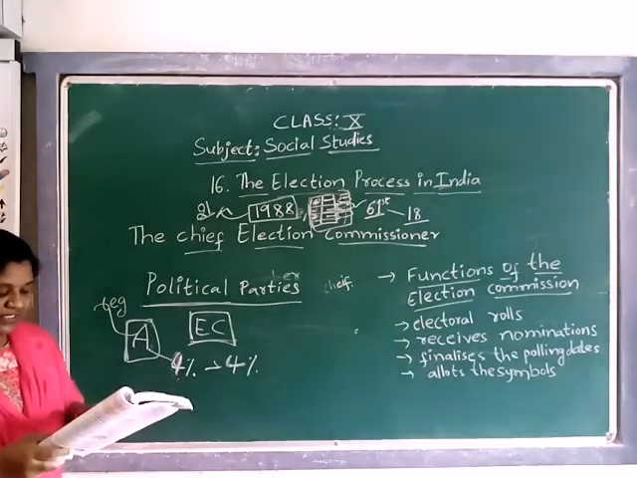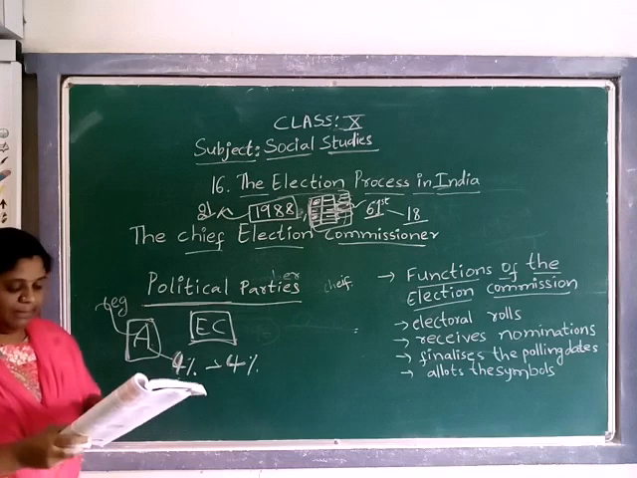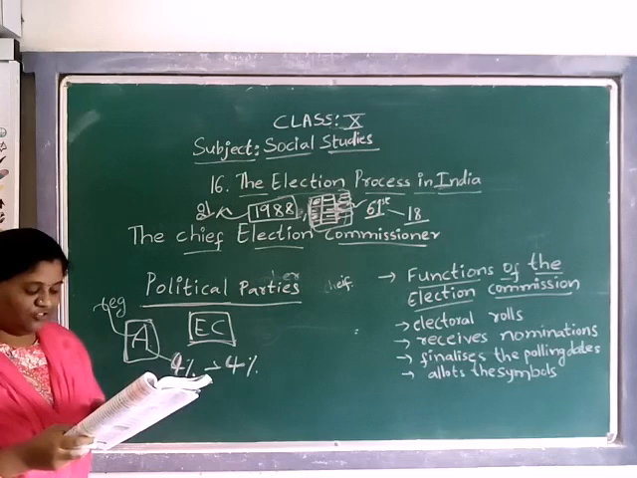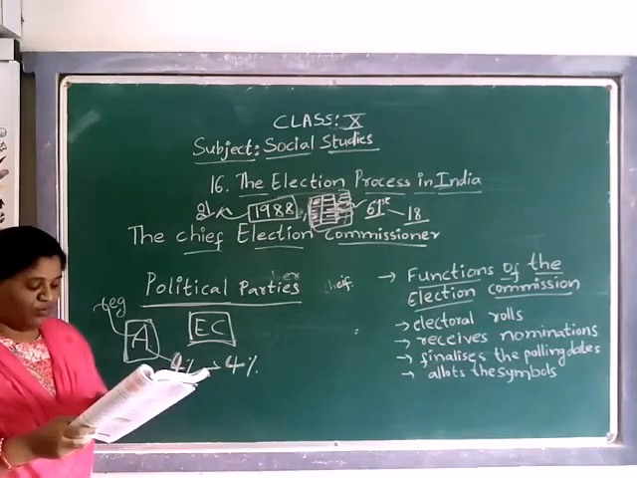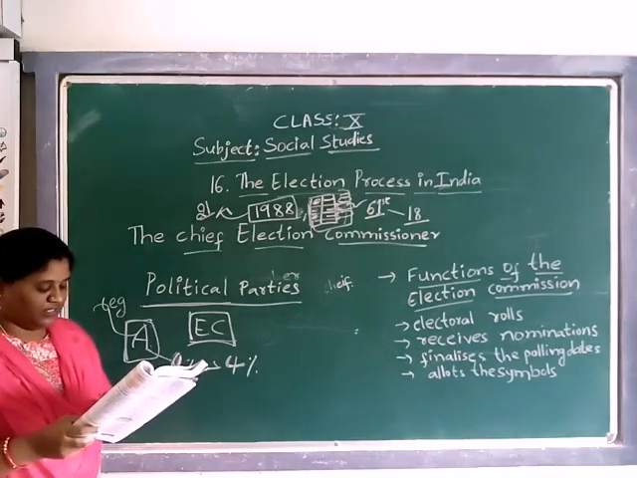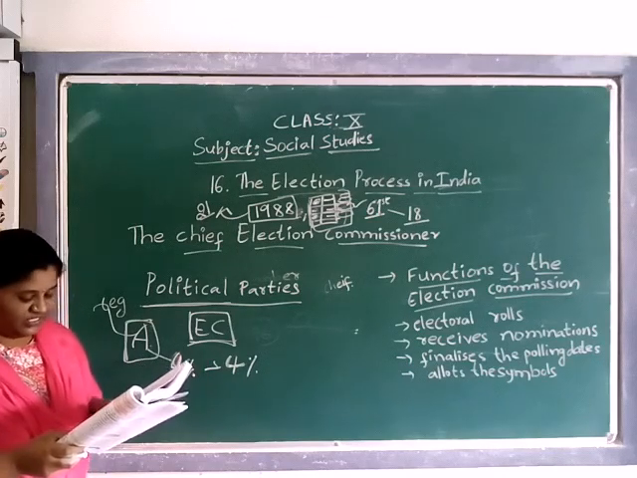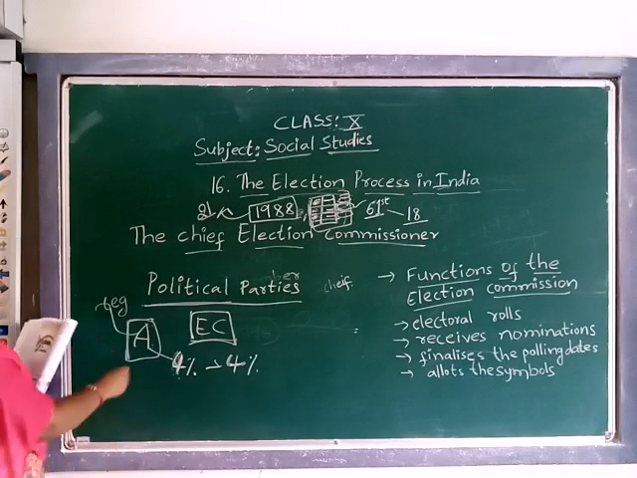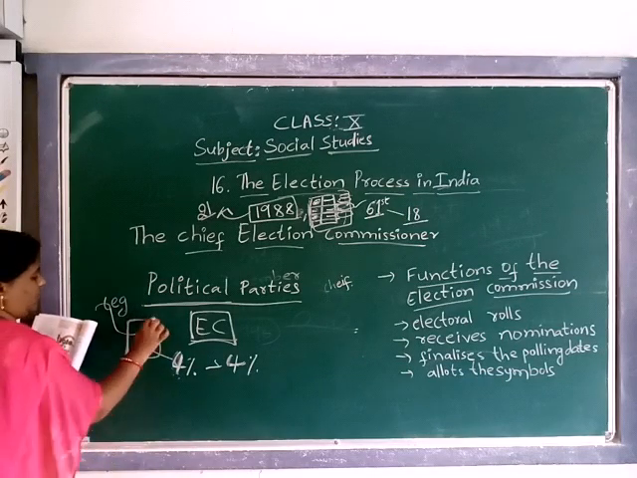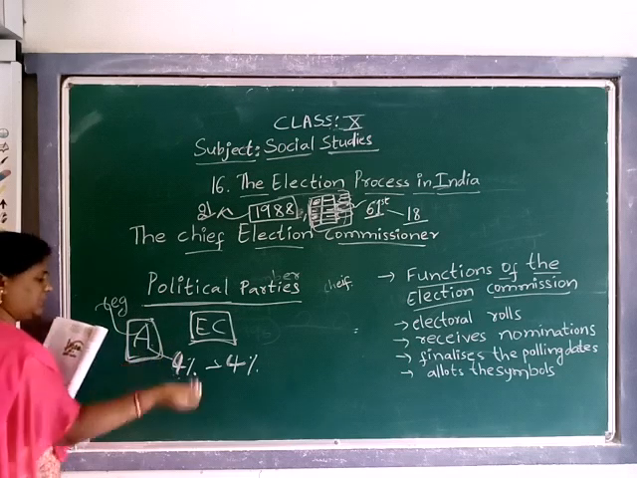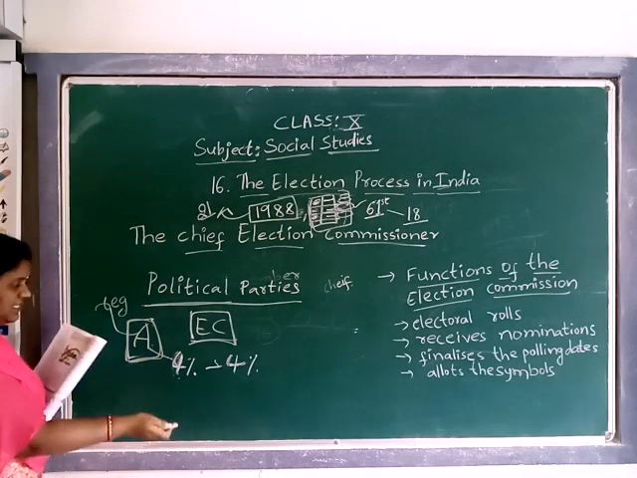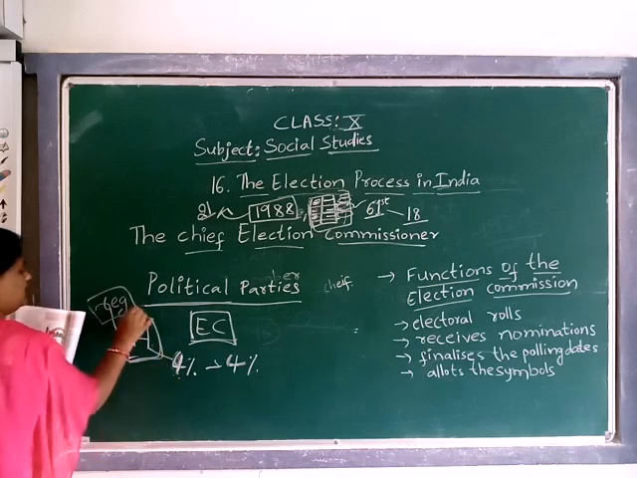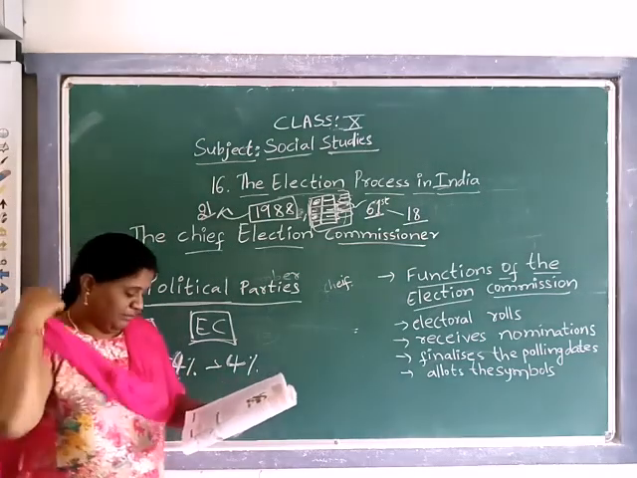A party can be recognized in more than one state. If a party is recognized in 4 states with 6% of valid votes, or wins 11 Lok Sabha MP seats from different states, it is called a national party. Understood? If any party gets more than 3% of seats in the assembly, that party is called a regional party.